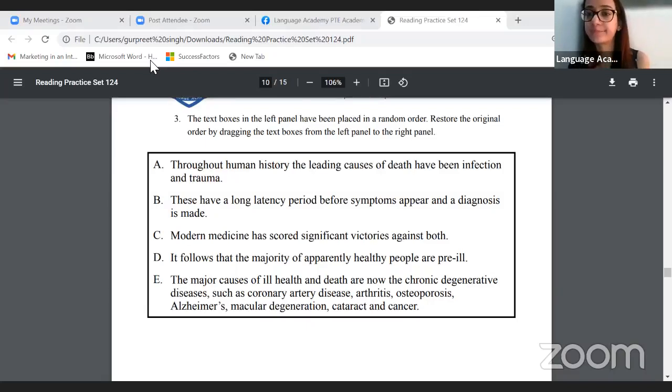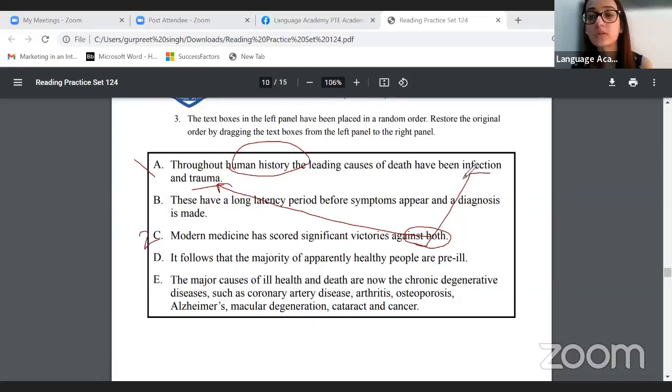Good, well done. AC is a very good pair. So there are reorders in which you have to frame your answer based on time. So for example, you start with throughout human history, the leading causes of death have been infection and trauma. This is about human history. And then modern medicine has scored significant victories against both. So both is referring to infection and trauma.